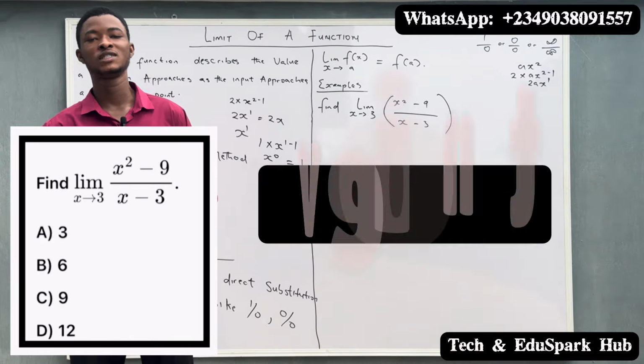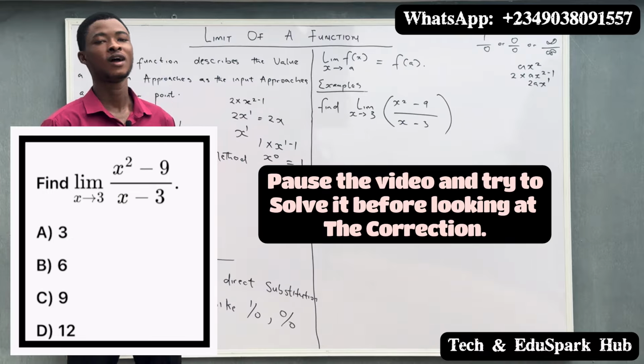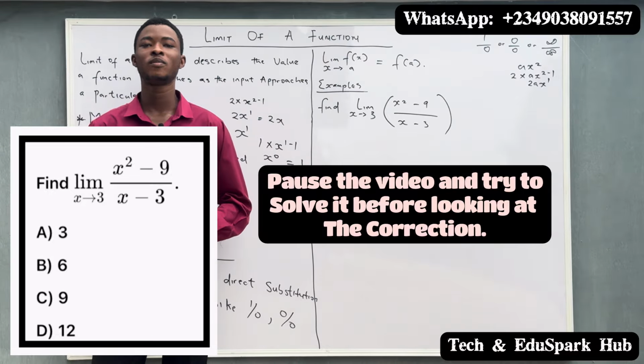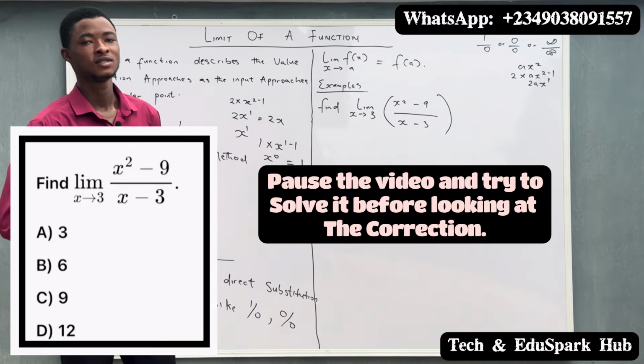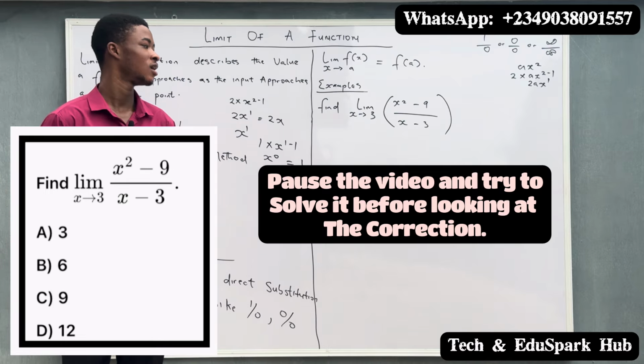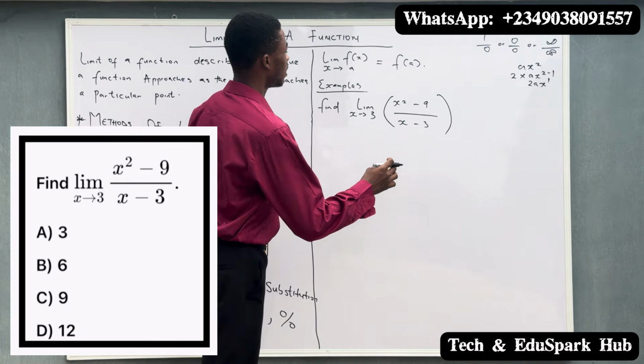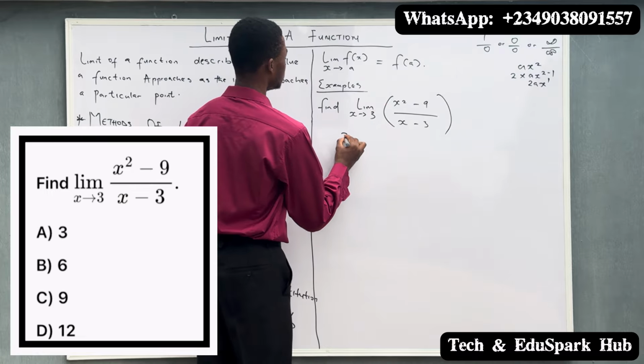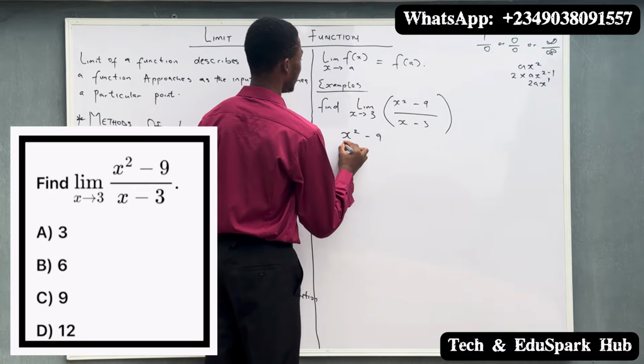So can you try and pause this video and try solving it yourself? And once you are done solving, you can resume playing the video and see if you are right or wrong. So give it a try and solve the question. So in solving this kind of question, we are going to write what we have in the bracket, which is x squared minus 9 divided by what?